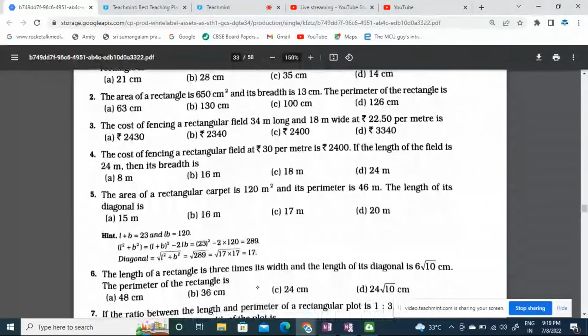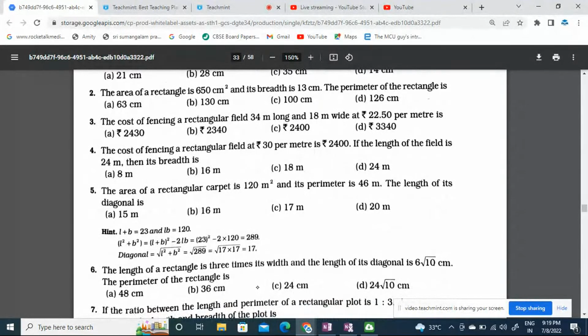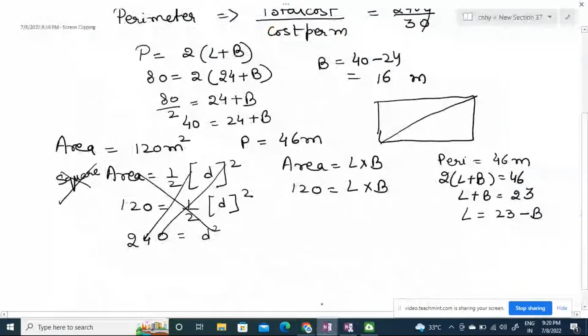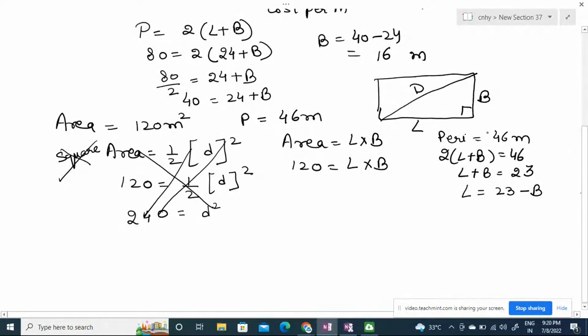Length is not given. Breadth is not given. Perimeter is given. Listen. This is our length, this is our breadth, and this is your diagonal. Now there's a relationship we got from the Pythagoras theorem. There's a relationship between all three, and that relationship is diagonal square is equal to length square plus breadth square. Okay, this is the relationship.